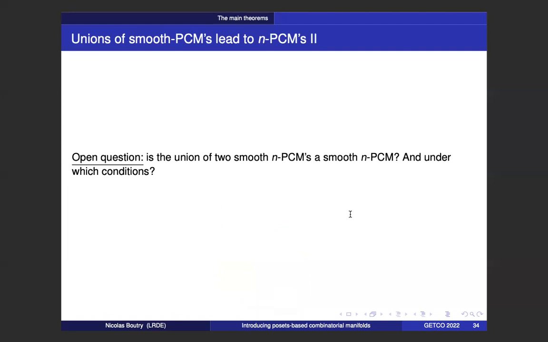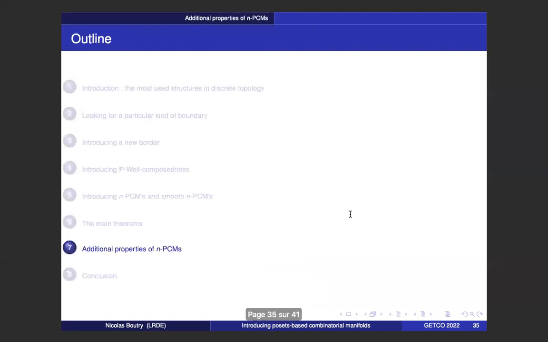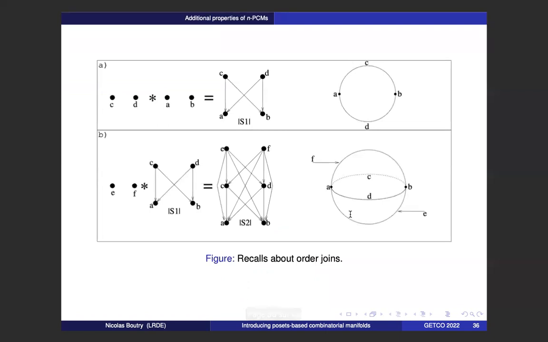So the one question is, when do we have a union which leads to smooth PCM? And for the moment, I'm not able to say it. I have also some additional properties to show. We know that for discrete surfaces, when you do the join of two discrete surfaces, it is still a discrete surface. The question is, is it true with PCMs? For example, just to get back to discrete surfaces, you have a zero surface, join with zero surface, you have a one surface, which is corresponding to this simple cluster, or this one sphere.